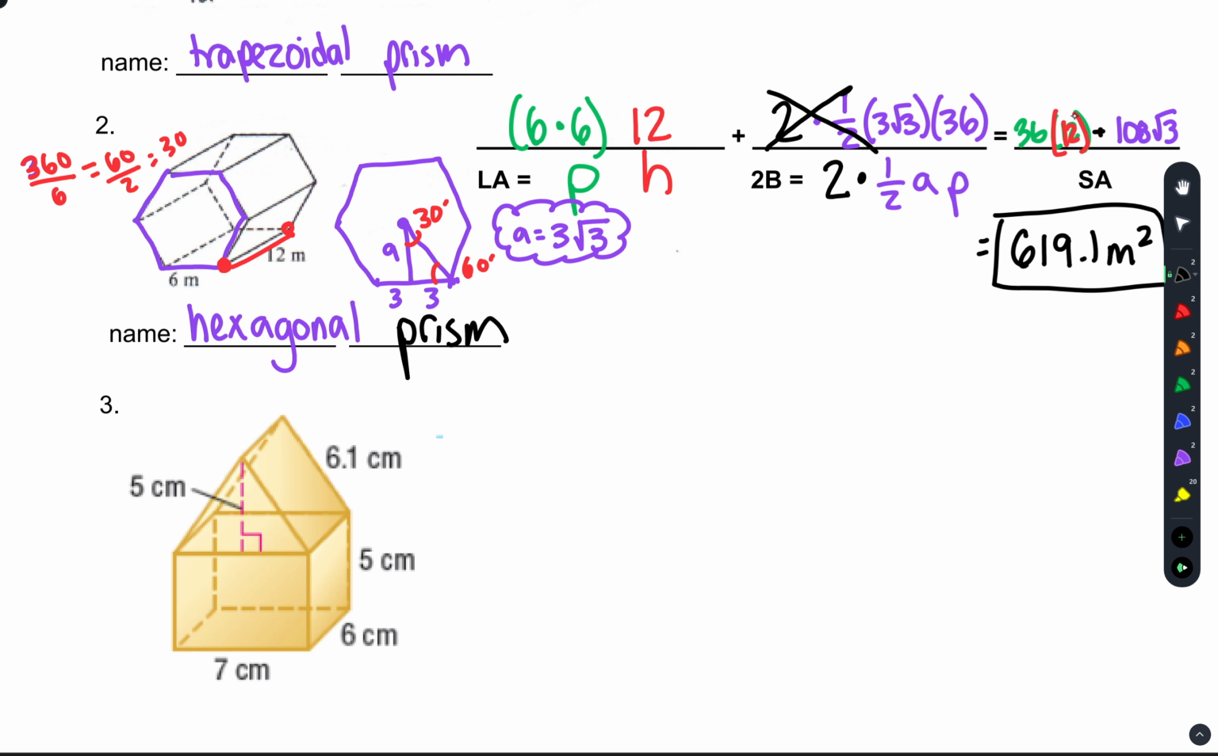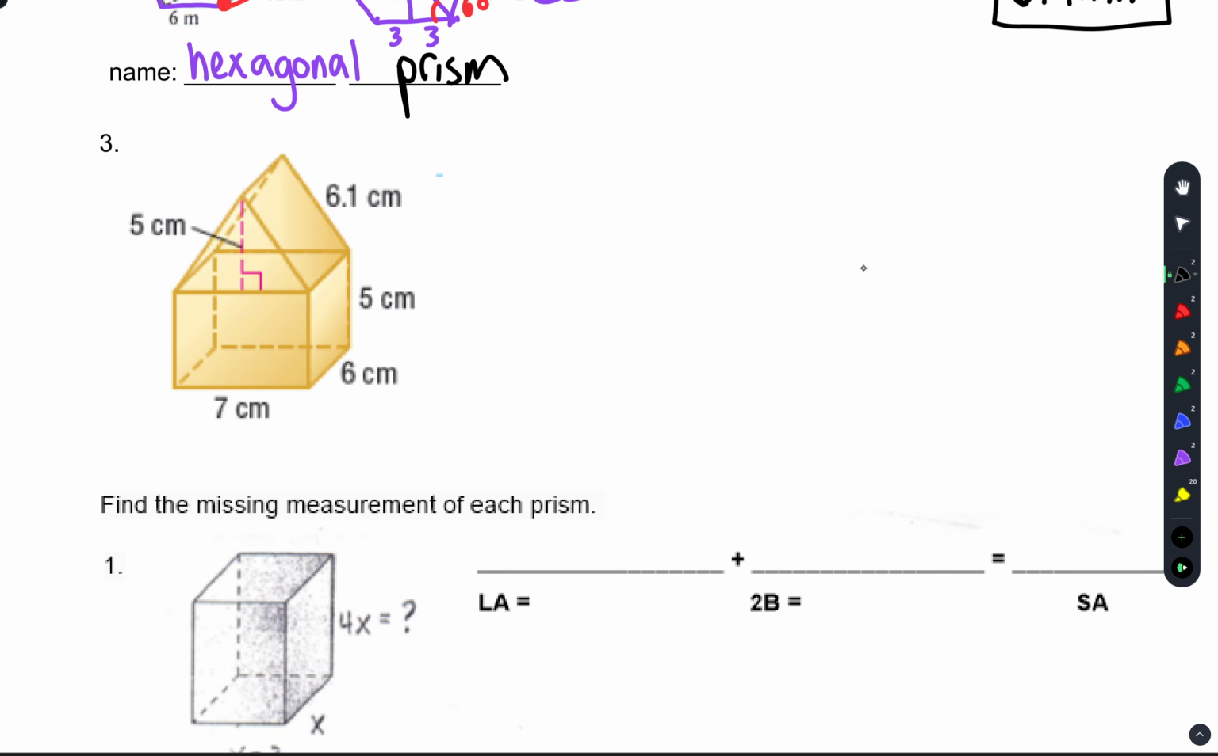Okay, I have two more, and we have to do them because they're both a little bit different. So this third one, this is what we call a composite figure. This is when we stack two shapes on top of each other. When we think about surface area, we're talking about the area that is visible on the outside of this shape. Imagine you take the shape and you dump it in a bucket of paint.